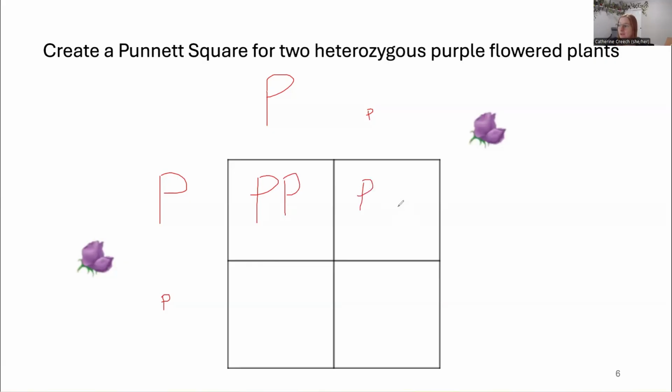You'll have 50% heterozygous, 25% homozygous dominant, and 25% homozygous recessive. So you'll have one white flower that came from these two purple flowers. And that's sometimes interesting when we see a trait show up in a family and we're like, where did it come from? It could be because your parents are both heterozygous.